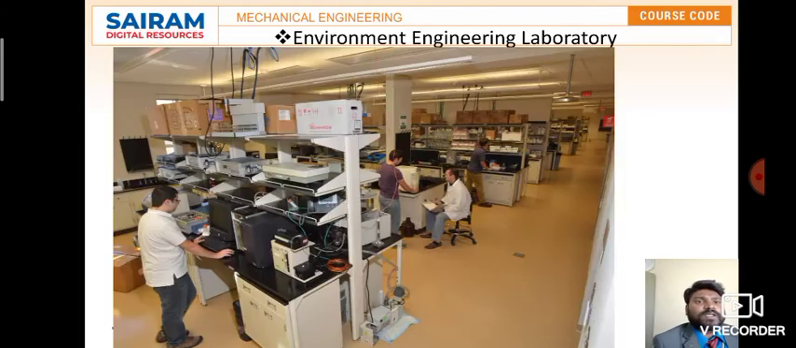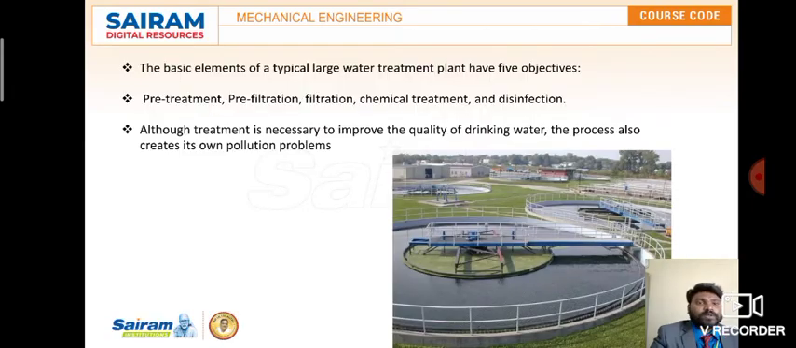Next, there is a picture which I have posted here for your reference, a sample picture which resembles the environment engineering laboratories. They will check each and every field, like soil, air, plants, the forest, noise pollution. All the areas they will check, and then they try to improve the quality of life.